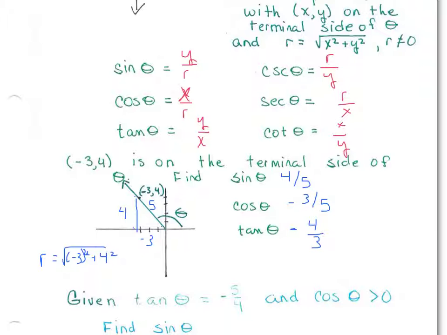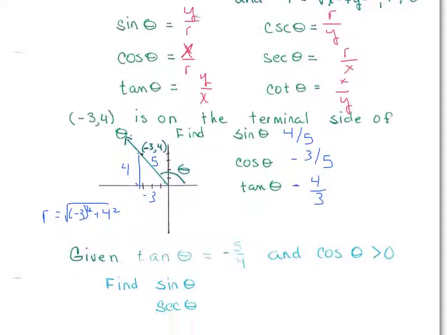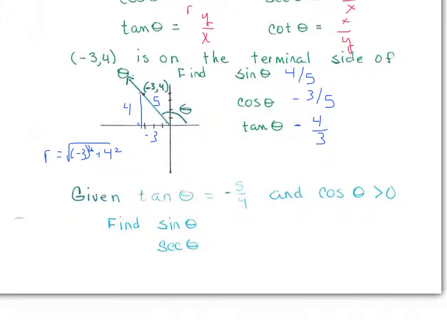Now let's look at this next problem I have. It says, given that the tangent of theta is -5/4 and the cosine is positive, I want to figure out what's the sine and what's the secant. The reason that it gives you the cosine in addition to the tangent is because it gives us a clue as to which quadrant we're in.